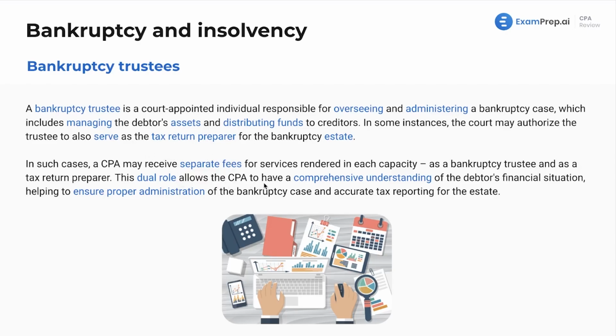This is going to allow the CPA to have a comprehensive understanding of the debtor's financial situation, helping to ensure proper administration of the case and accurate tax reporting for the estate. Don't you know it? There's going to be tax as well when we're dealing with bankruptcy. And this sort of hybrid, this dual role is going to allow this person to kind of be involved in all aspects of the process, which would be quite helpful for them understanding what the heck is going on.